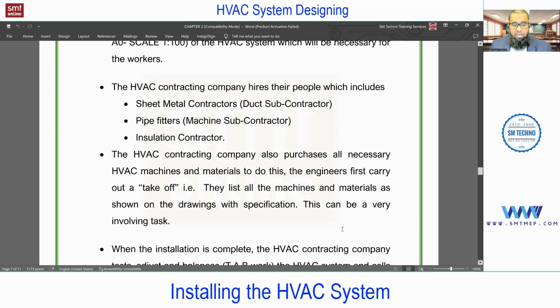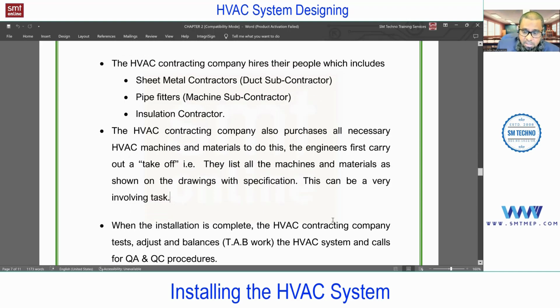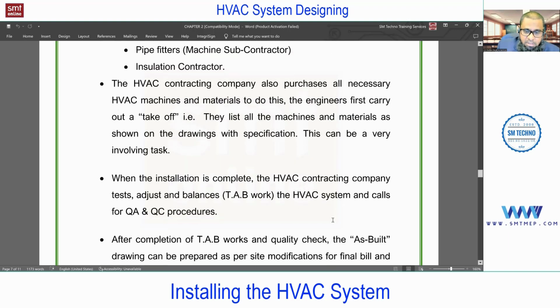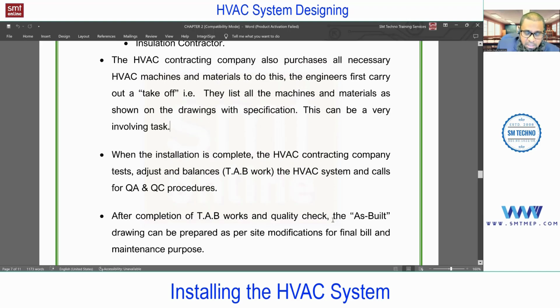Next, this can be a very involving task. It's a lengthy task, and you must read the specification, you must read the drawing, you must extract the material. So it's a very lengthy task. That is nothing but material takeoff. Now assume that the installation is done, the ducting installation is done, piping installation. Just assume that after completing all this, purchasing all this material, after this material takeoff and all.